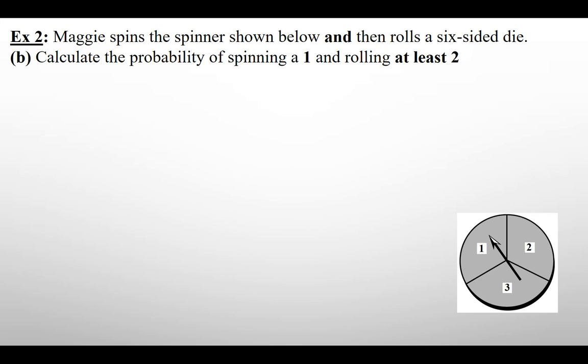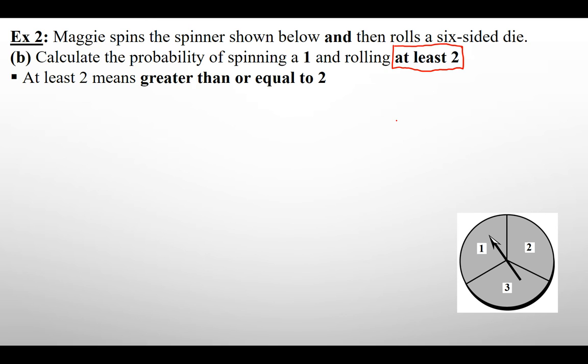Okay, I want to calculate the probability of spinning a 1 and rolling at least a 2. So you got some weird language here. It says rolling at least a 2. Now, what that means is at least a 2 is the same thing as getting greater than or equal to 2. So at least 2 means that's the lowest number that's possibly acceptable. So the lowest number that's acceptable would be a 2. And any numbers bigger than that are also acceptable. So at least 2 is greater than or equal to 2.